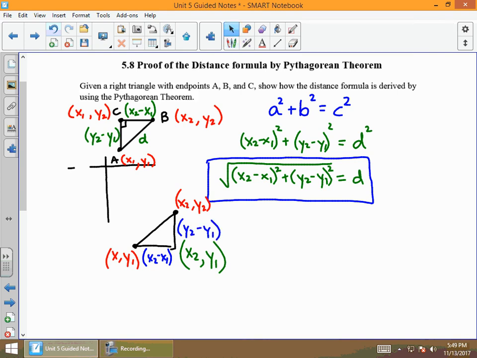So I still end up in the exact same spot, whether I make my triangle up or down. So I could have gone either way. Either way, I still end up with a triangle that has D as the hypotenuse, and the legs will always be x2 minus x1 and y2 minus y1. And that is how you use the Pythagorean theorem to prove the distance formula.